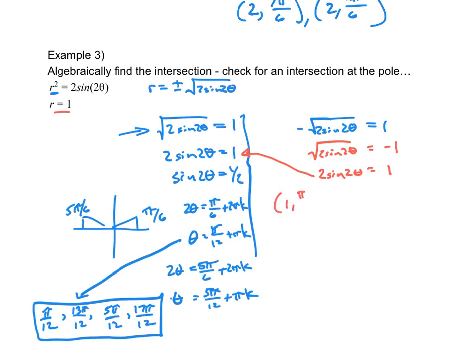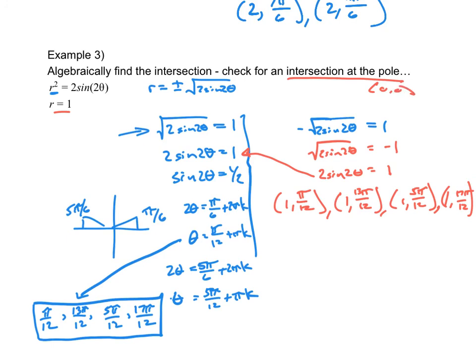So (1, pi over 12), (1, 13 pi over 12), (1, 5 pi over 12), and (1, 17 pi over 12). Also worth checking for an intersection at the pole being (0, 0). Since the r value is 1, there's not going to be a point on that circle at the pole. So let's take a look at a graph of those two functions just so we can verify our solutions.